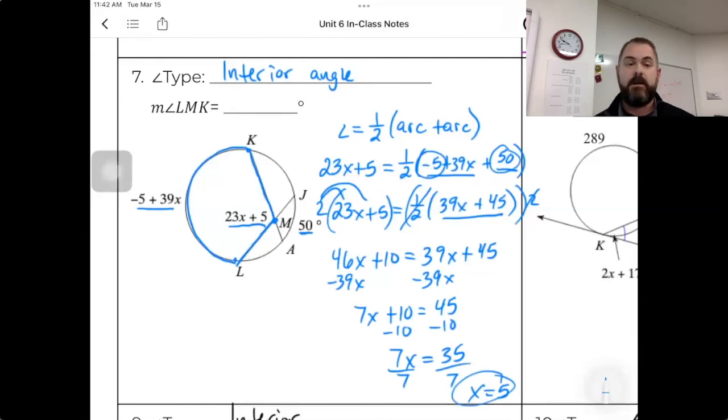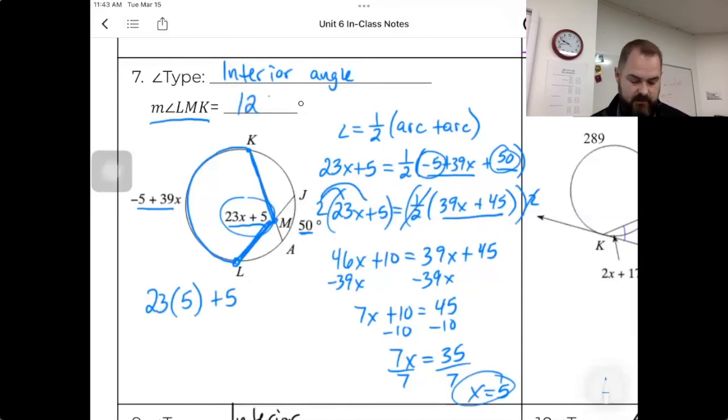Now again, that's not my final answer, but that's what I need to use to find my final answer. They ask for the measure of angle LMK. L to M to K. That's this angle. So I'm going to do 23 times my x value of 5, and then plus 5. When I calculate that, 23 times 5 plus 5, I get 120 degrees.